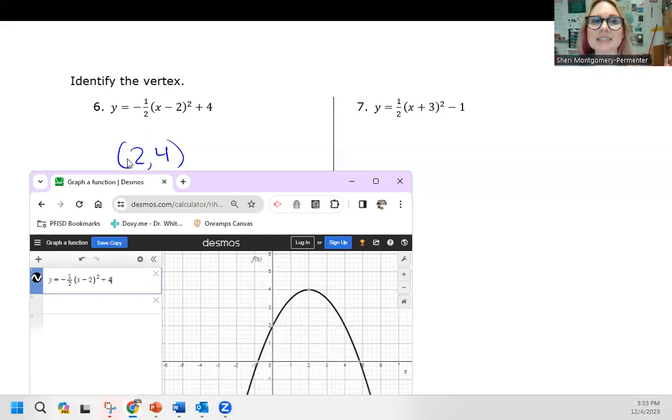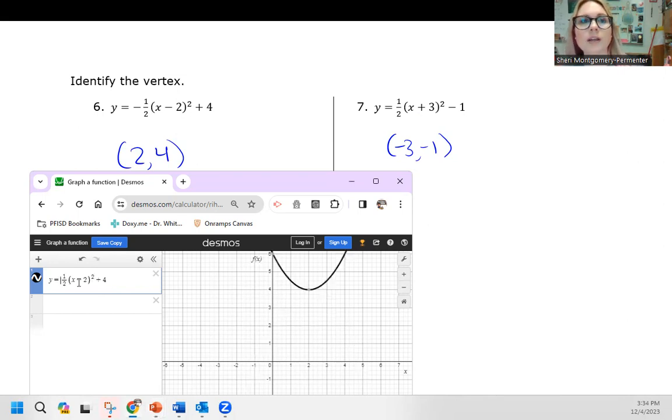But again, you can always type it in to see. So it's always opposite of this number and the same for this number. So I can tell you already what the second one's going to be. It's going to be opposite of what's in parentheses. So -3 and then -1. Let's graph it to double check. So this comes out to be 1/2 and then x, plus 3 on the inside, and then -1. So it's -3, -1.